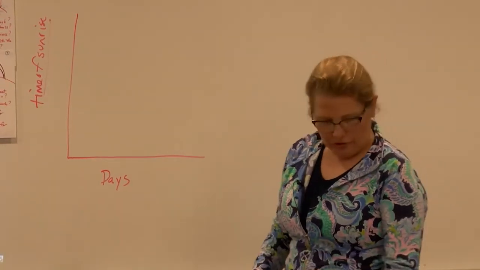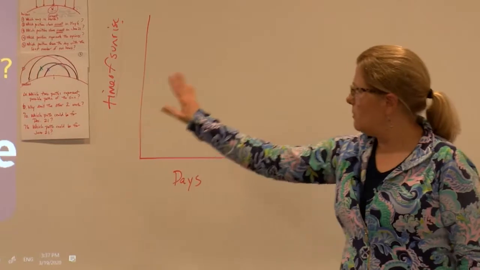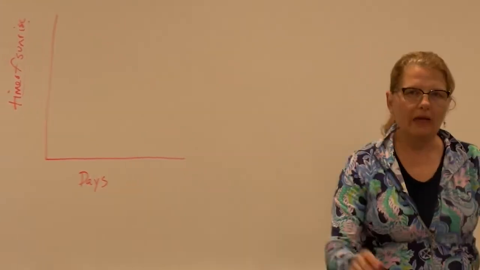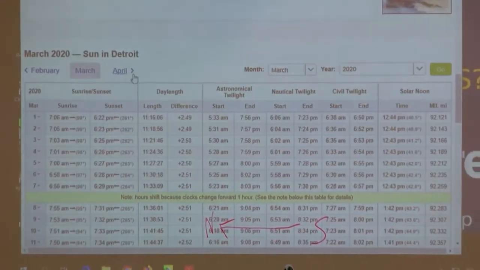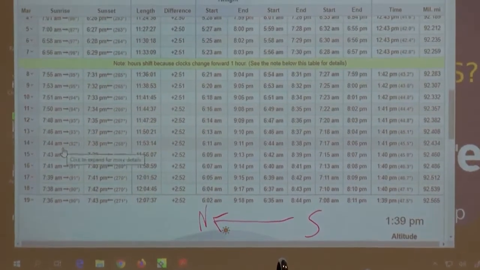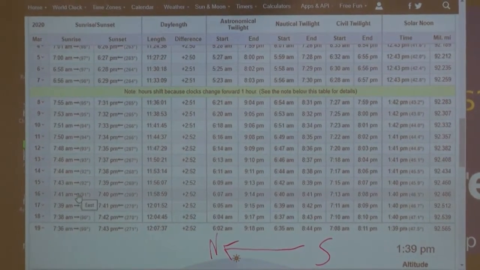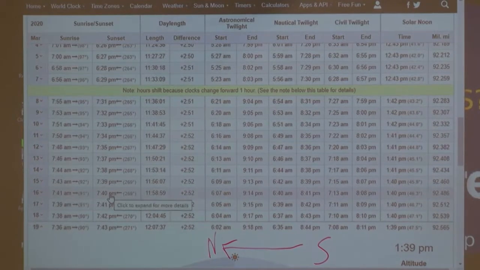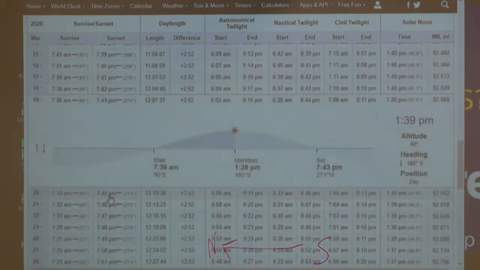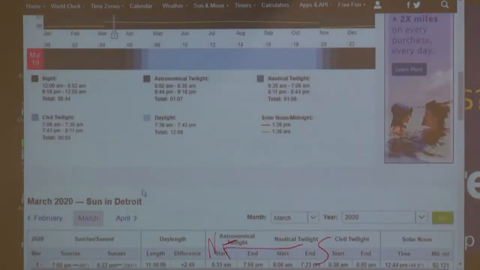Now what I want you to do is, instead of just paying attention to those few dates I gave you, I want you to go through the whole year. Whoops, there's March, okay. Look at the time of sunrise in March. Let's look around the equinox. Look at that, rises at 7:41 a.m., sets at 7:40 p.m., 12 hours again. Okay. Now, let's look at April.